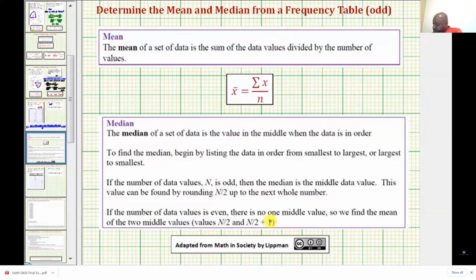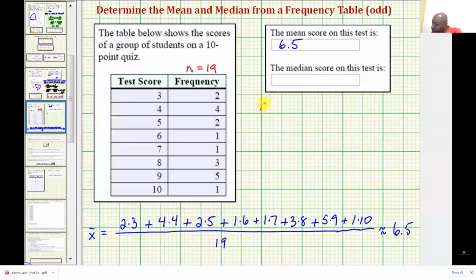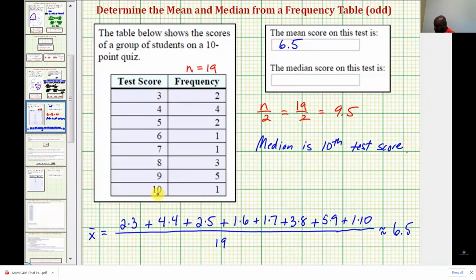Again, in our case, we're going to find n divided by 2 and round up to the next whole number. So n divided by 2 would be equal to 19 divided by 2, which equals 9.5. So rounding up to the next whole number would be 10, which means the median is the 10th test score, starting at either the lowest test score or the highest test score. So we'll use a frequency to count down to the 10th test score.